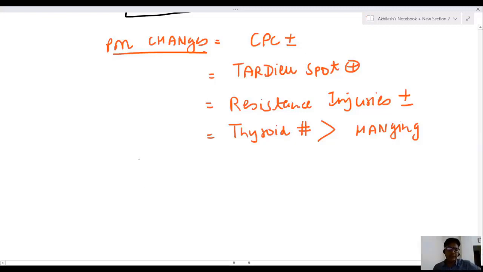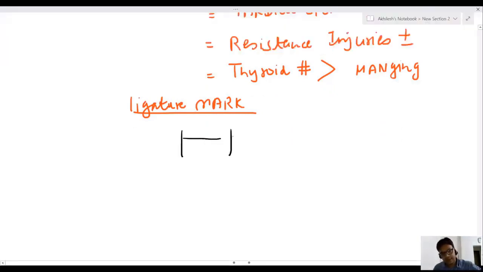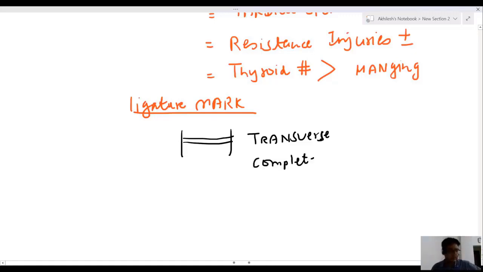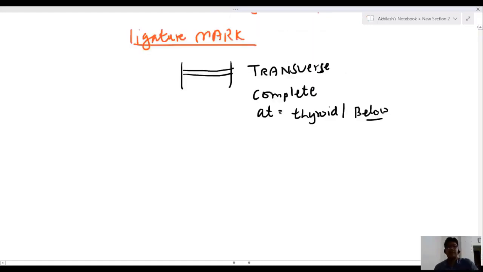Now come to a very specific finding, my dear friend, that is the ligature mark, by which we differentiate. See, this is your neck. The ligature mark is generally transverse, complete, at the level of the thyroid or below this. In hanging, it was above and dorsal.